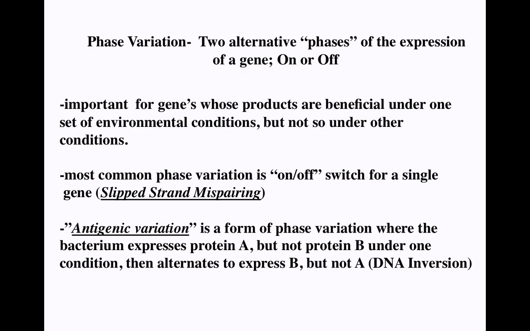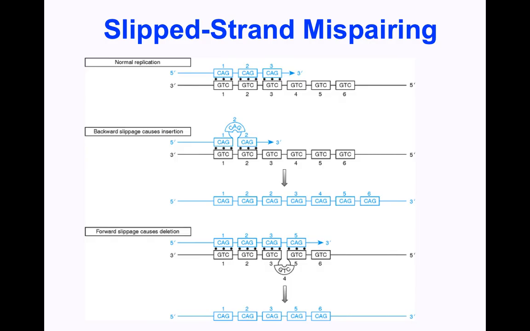This phase variation, or on-off, is going to occur by an insertion or deletion mechanism called slip strand mispairing. We're going to come back to antigenic variation later. For the moment, I want to talk about the mutational mechanism called slip strand mispairing, which drives phase variation.